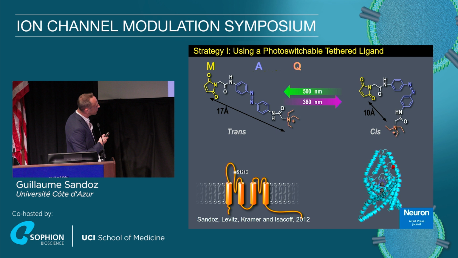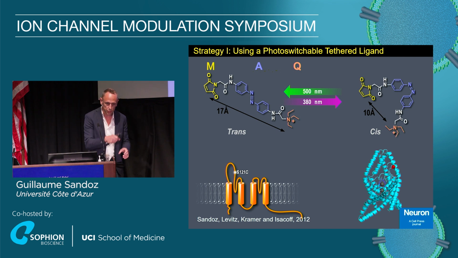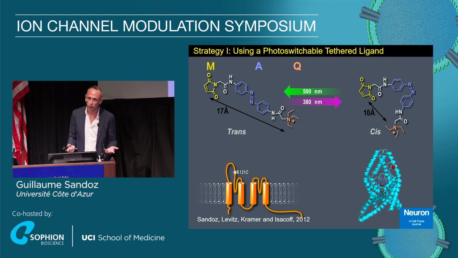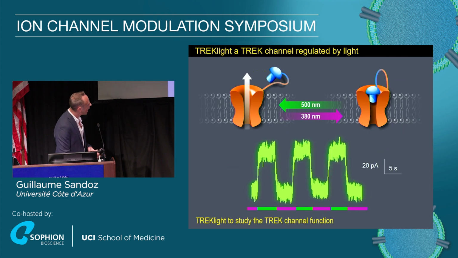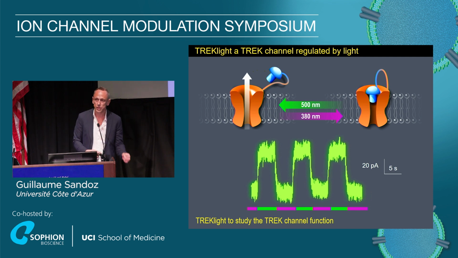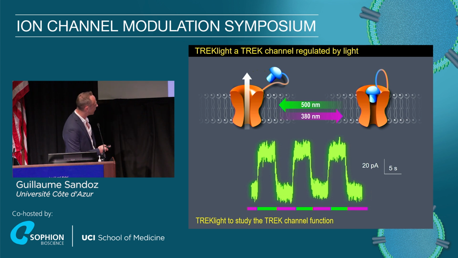And finally, the Q is for quaternary ammonium. It's just a pore blocker that will go within the pore of the channel and will physically block the flow of potassium through the channel. This is how TREK-light is working. In the dark or in visible light, TREK-light gives a normal TREK-1 current. But when you shine a light at 380 nanometers, you stop the function of the channel, and you can go back to normal function if you give a pulse of light at 500 nanometers. And you can do it again and again.